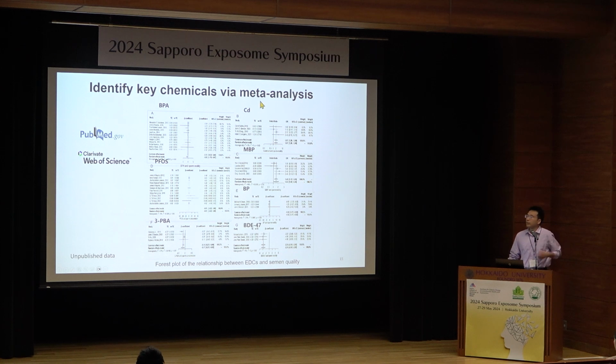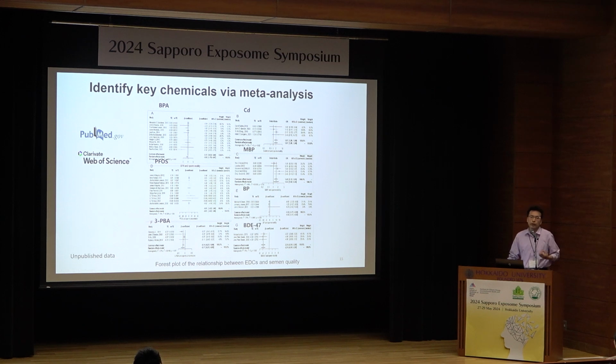Another one is meta-analysis. Sometimes we don't have a cohort study because it's very expensive, but we have something we can use that has been published before. So meta-analysis is very important. Here I asked my students to look at something like EDCs and semen quality. We reviewed over 1,000 papers. Finally, only about 7 of them popped up as positive across different types of studies.